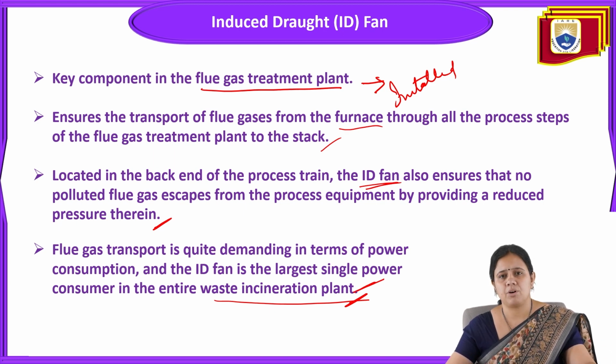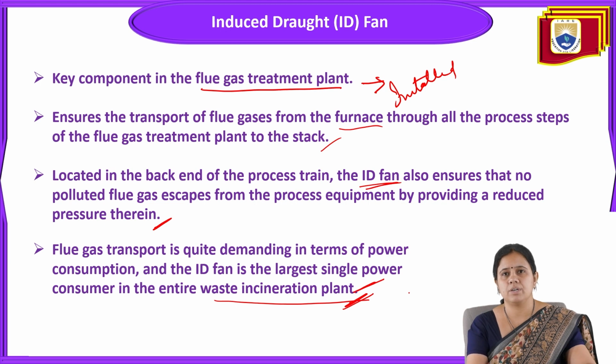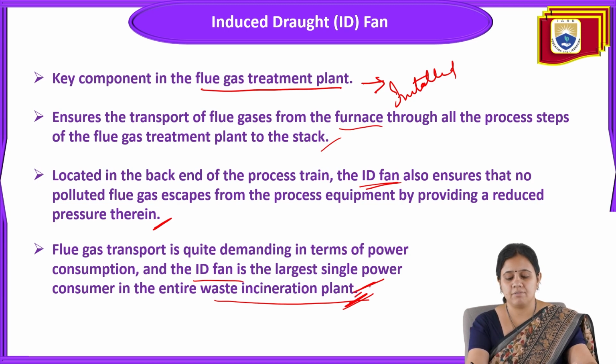It is mostly located at the back end of the process train. The ID fan also ensures that no polluted flue gas escapes from the process equipment by providing a reduced pressure in it. Flue gas transport is quite demanding in terms of power consumption, and the ID fan is the largest single power consumer in the entire waste incinerator plant.